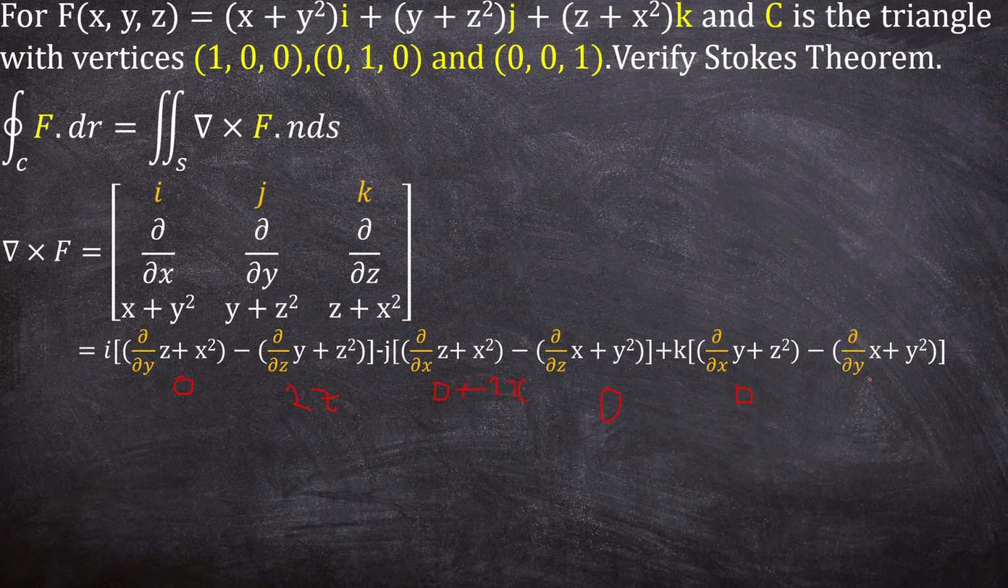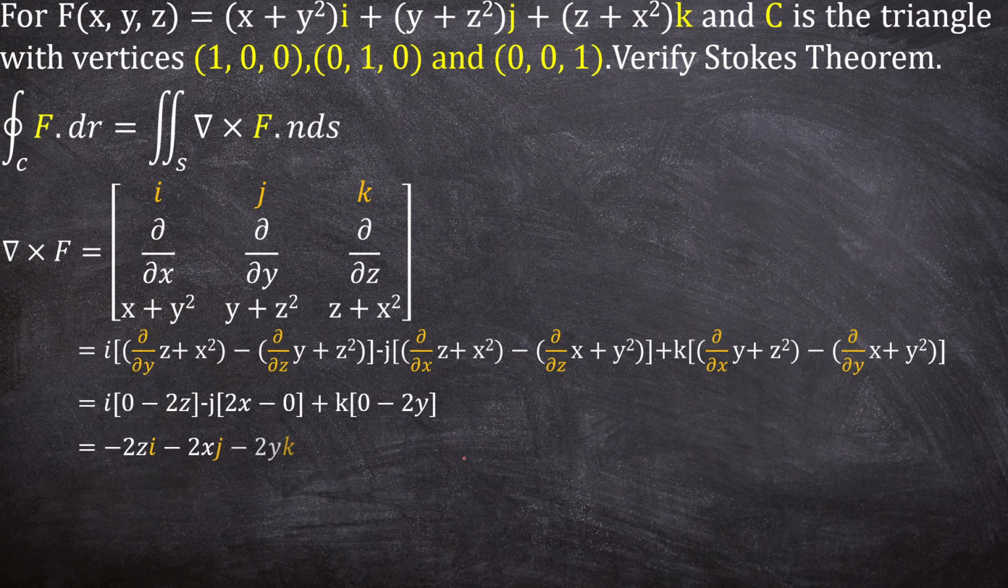And right here, partial y of x is going to be 0, but partial y of y squared is going to be 2y, right? Okay, so now let's see what we're going to have. We're going to have 0 right here, and we have negative 2z. And right here we're going to have 2x minus 0, and here we're going to have 0 minus 2y. So now it's a matter of simplifying.